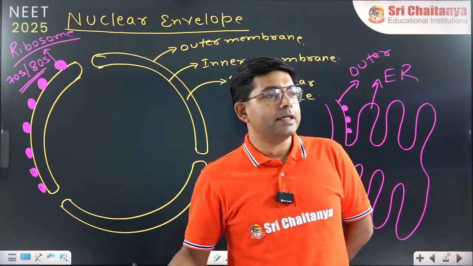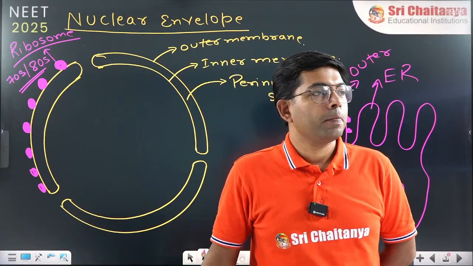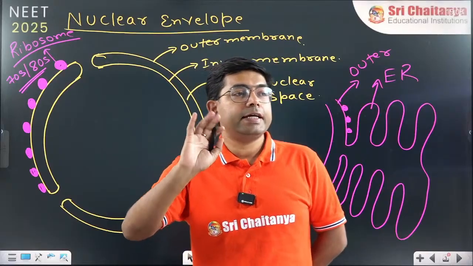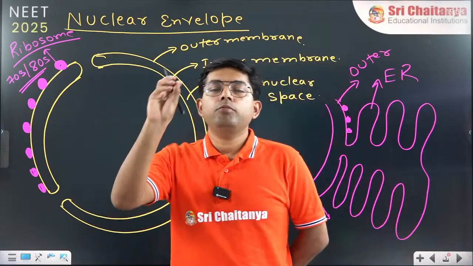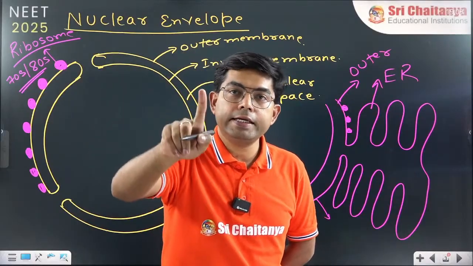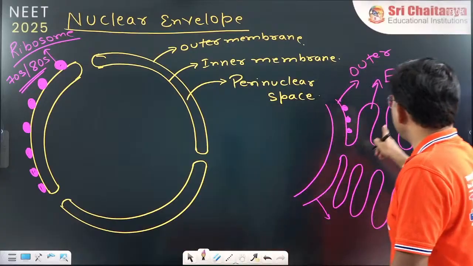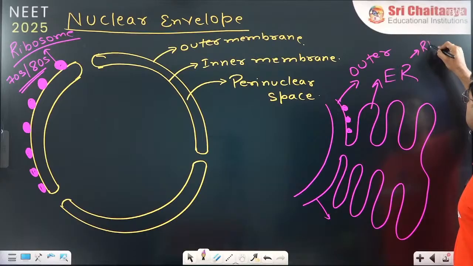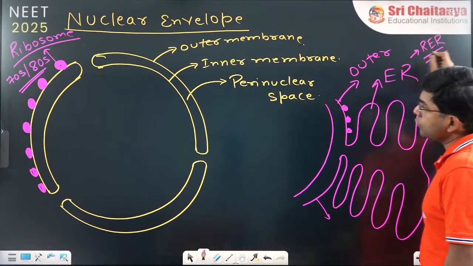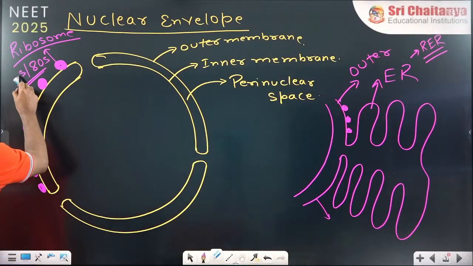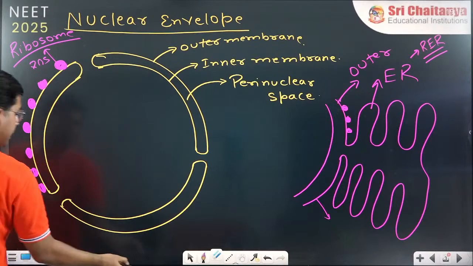Mallikarjun is telling 80S. Very good, Mallikarjun. Reddy, 80S. Fine. But many of you are answering 70S. Remember, any ribosome present on the surface will always be 80S, whether it is present on the endoplasmic reticulum, that is RER, or on the surface of the nucleus. In both places, the ribosome will be 80S, right? So it will be 80S ribosome.